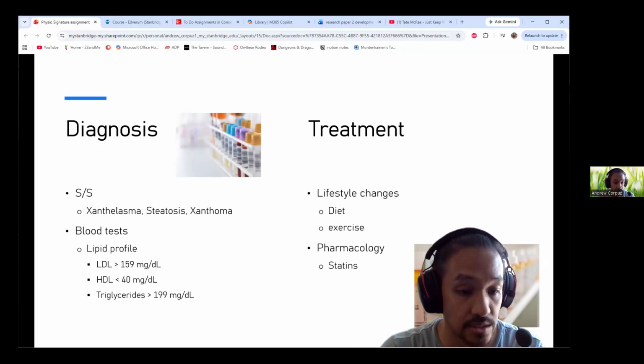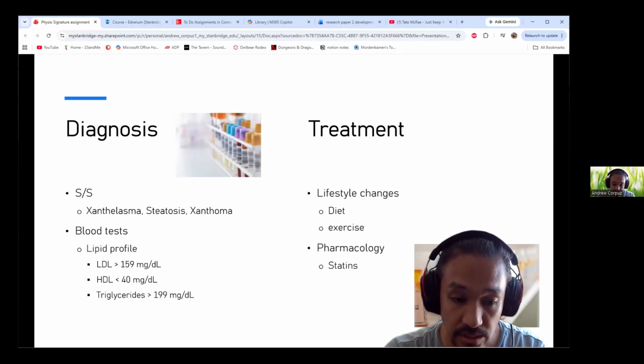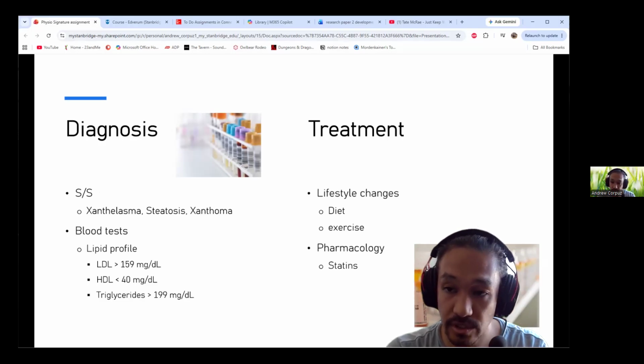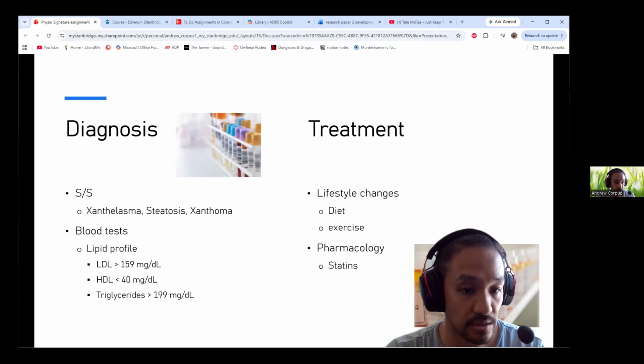And then triglycerides, as long as they're less than 199, that's considered normal, but we also don't want that to go above like 300, 400. I forgot to put that on there.